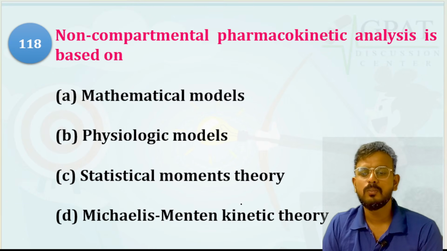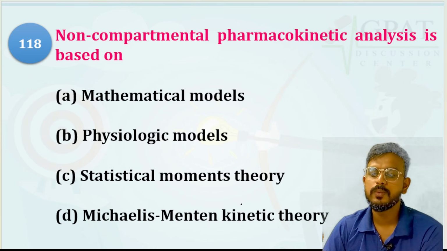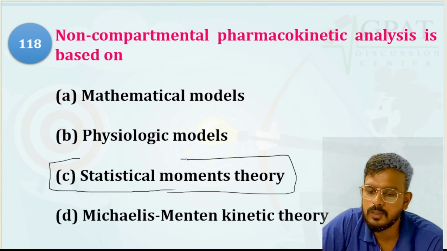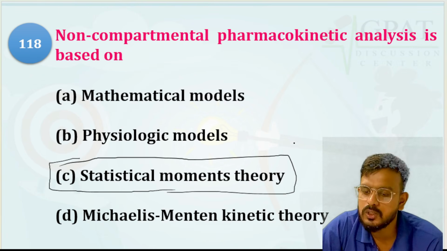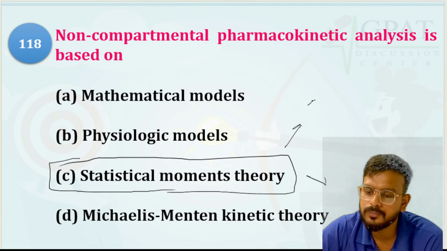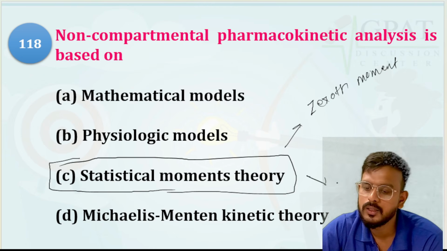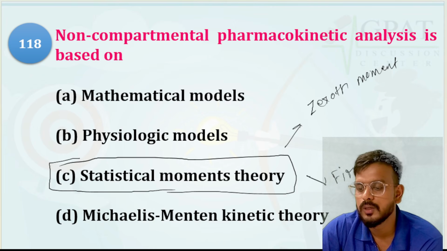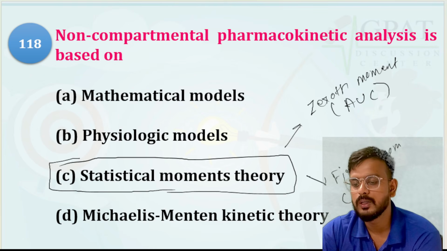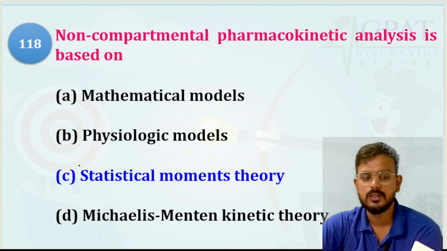Next question. Non-compartmental pharmacokinetic analysis is based upon statistical moment theory, SMT. Statistical moment theory basically measures two things. One, the zeroth moment, and another, the first moment. The zeroth moment measures area under the curve, and the first moment measures the AUMC. AUC and AUMC can be measured by this. So option C is the correct answer. Next question.